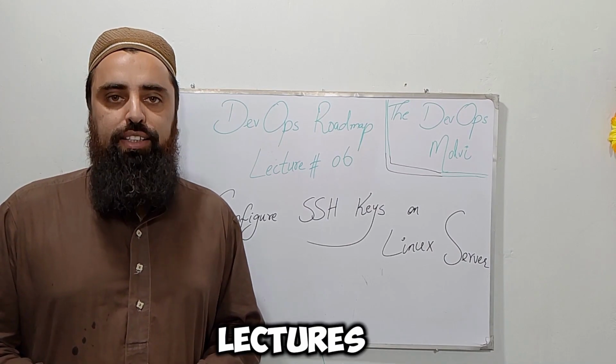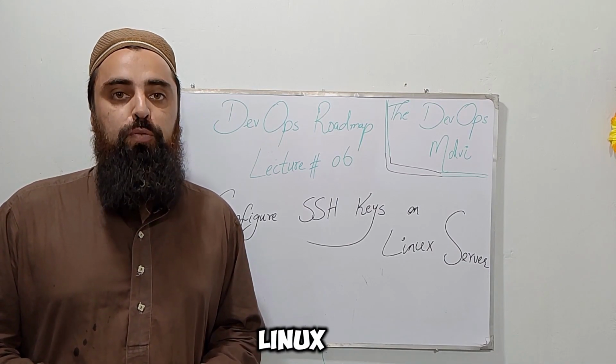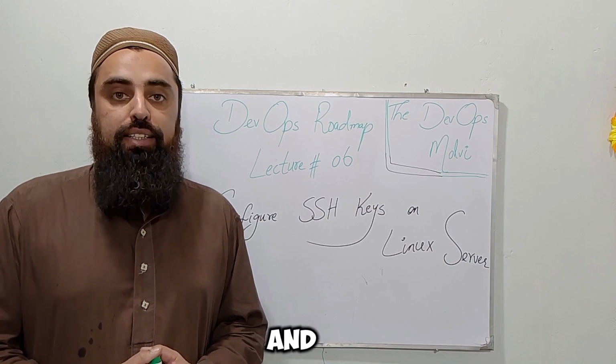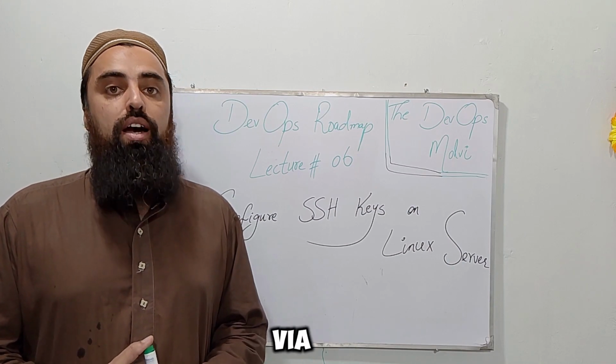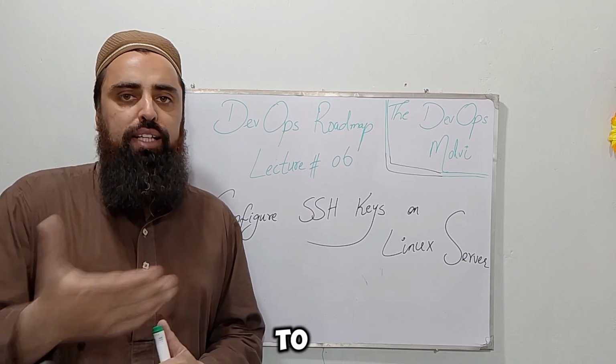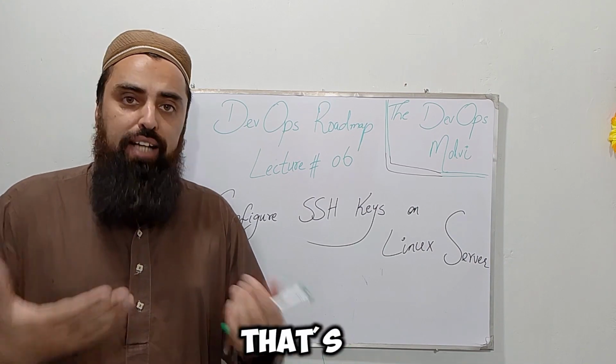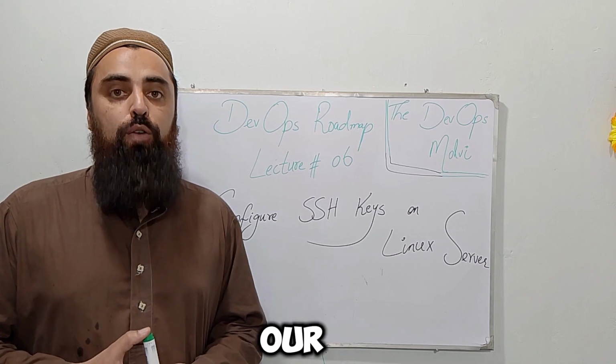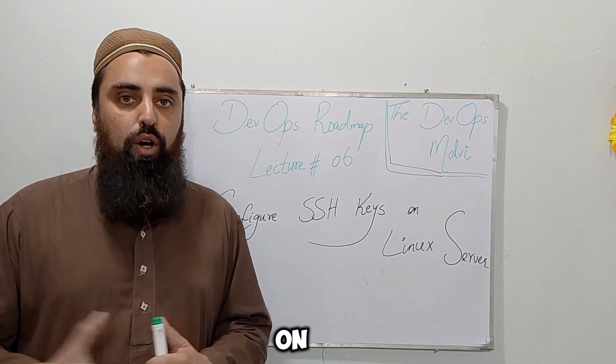In the last two lectures, we installed a Linux VM on our VMware player and then we tried to access it via a server accessibility tool which is known as PuttyGen. We tried to access, that was just a demo. That's how we remotely access our servers which are hosted on cloud platforms.